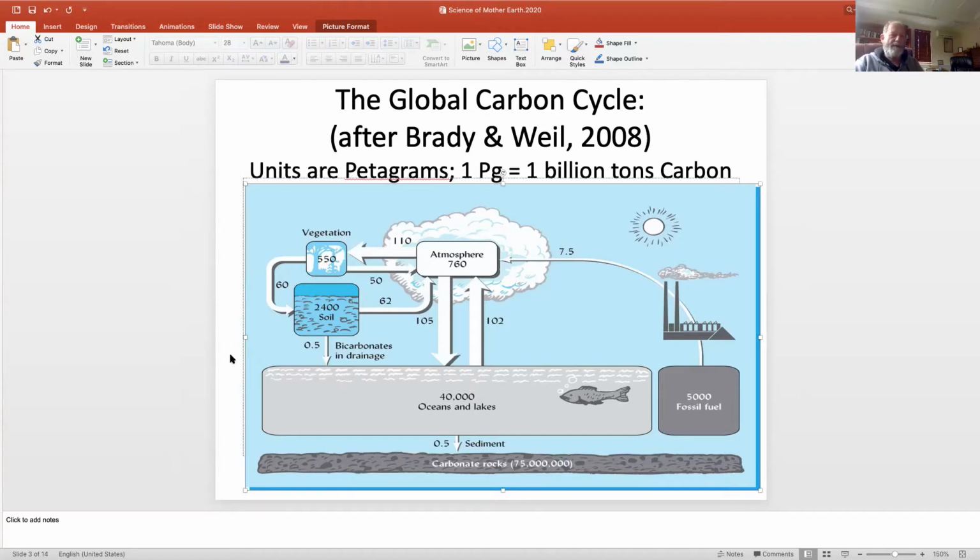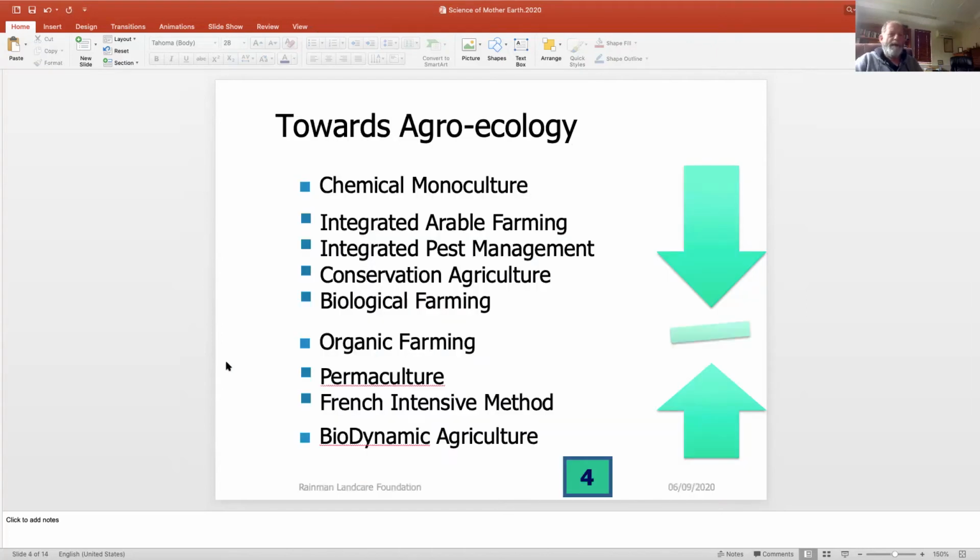If we look at the change over the years, I've been 53 years involved in organic agriculture. And when we started, it was chemical monoculture. There was also some organic farming and there was some biodynamic farming. But what we've seen over the last 50 years is gradually the growth of alternative conventional agriculture.